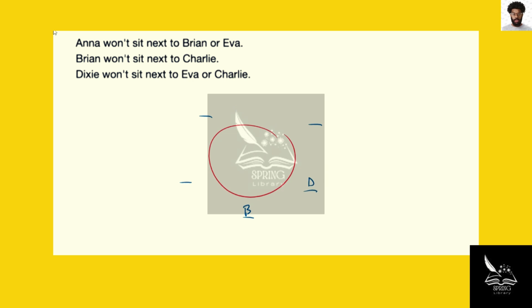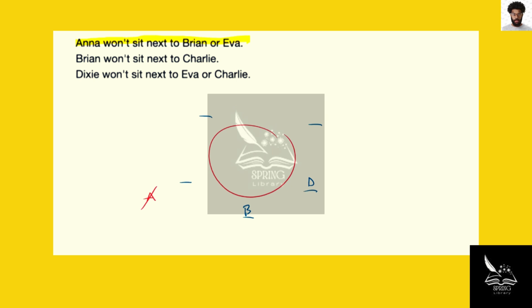Now let's consider this first constraint here. Let's consider the last one. Dixie won't sit next to Ava or Charlie. Actually, let's go with the first one. Anna won't sit next to Brian or Ava. So we know Anna can't be seated here because that's beside Brian.